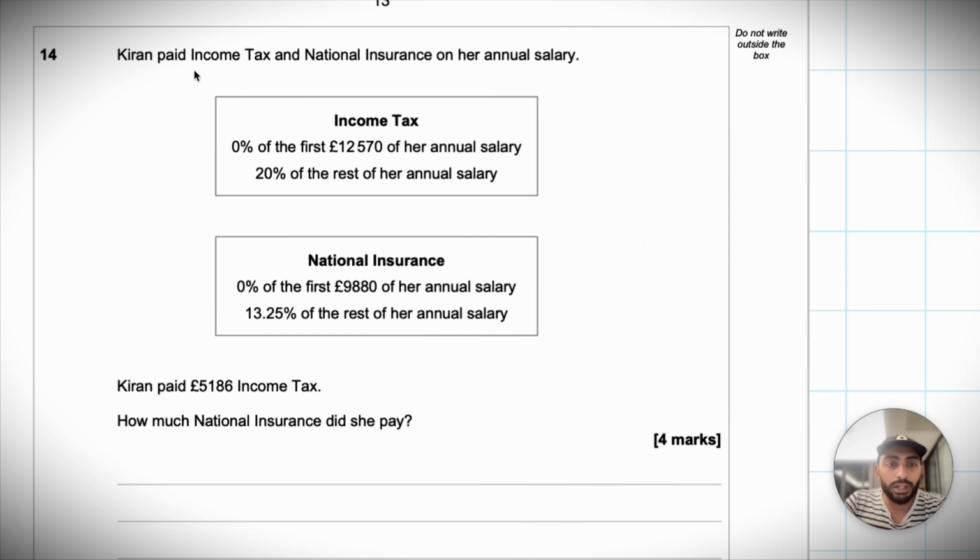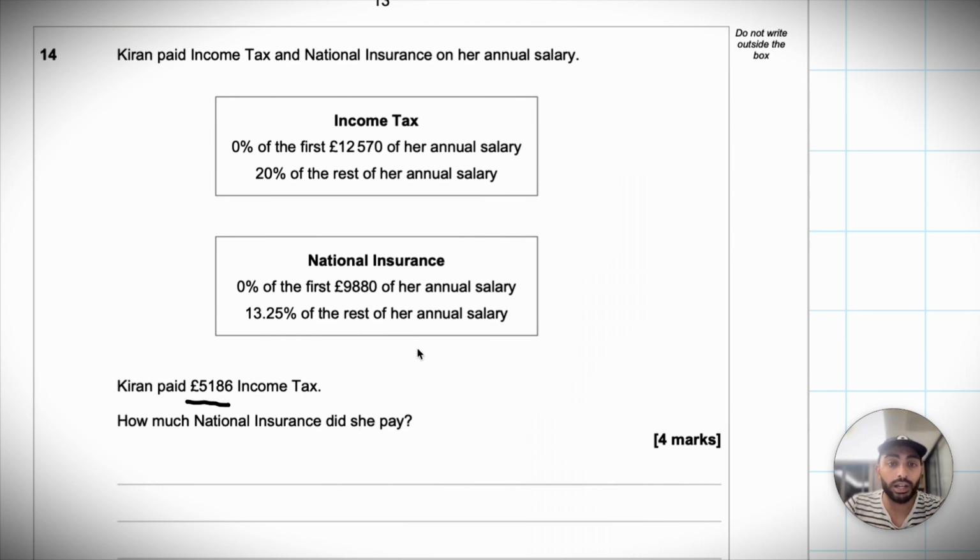Question 14. Kiran paid income tax and national insurance on her annual salary. So whenever you get paid, the company will pay you, but the government will automatically take their taxes out. So they might take income tax, national insurance, and they might take other taxes out. But for now, we're just concentrating on these two. Kiran has paid £5,186 in income tax. How much national insurance did she pay?